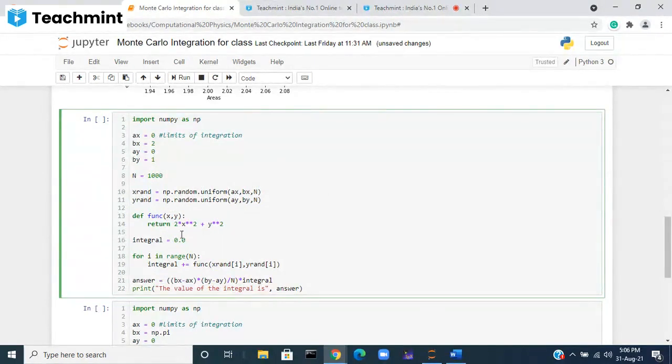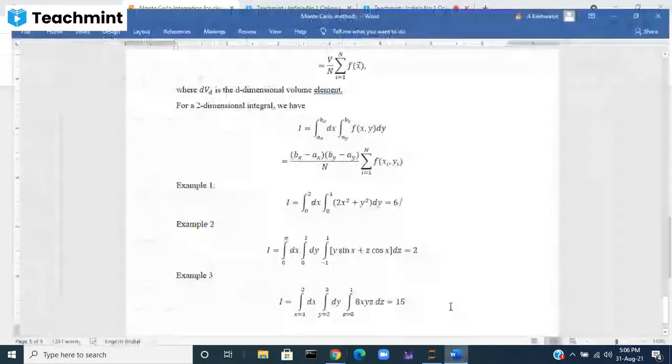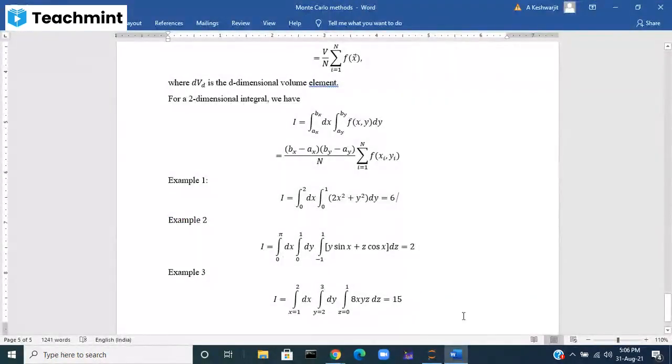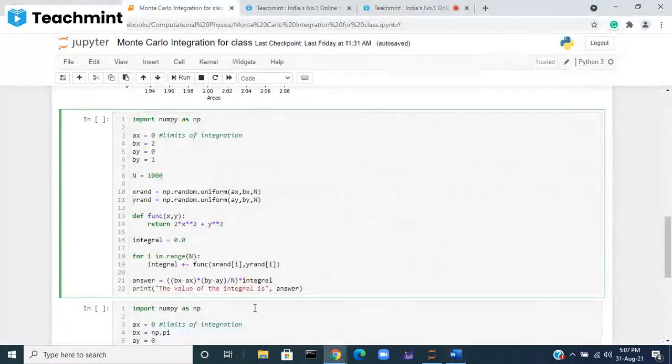The function is twice x squared plus y squared. We use this formula, so first we will calculate this summation. You calculate the value of f at x0, y0, then x1, y1, x2, y2, and so on.